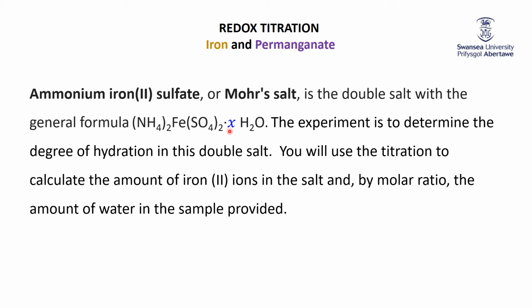Anyway, the way you're going to do this is you're going to use a redox titration to determine how many ions, it's always tough to say, isn't it? Often I'll say iron ions, just to distinguish between them, in the salt, and then you're going to do some standard stoichiometric calculations to determine the value of X.